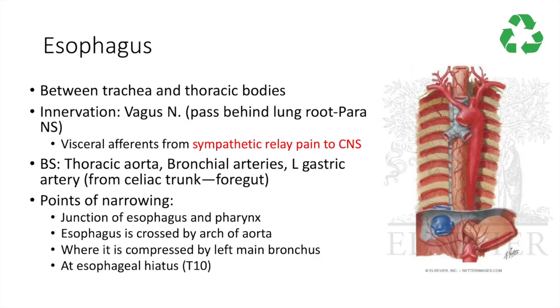And we're going to talk some more about left gastric today. That's going to come off of our celiac trunk that we had just talked about on Aorta Man. And that's part of our foregut, remember from earlier. So the points of narrowing would be the junction of the esophagus and pharynx, where it's crossed by the arch of the aorta, where it's compressed by the left main bronchus, and at the esophageal hiatus of T10.